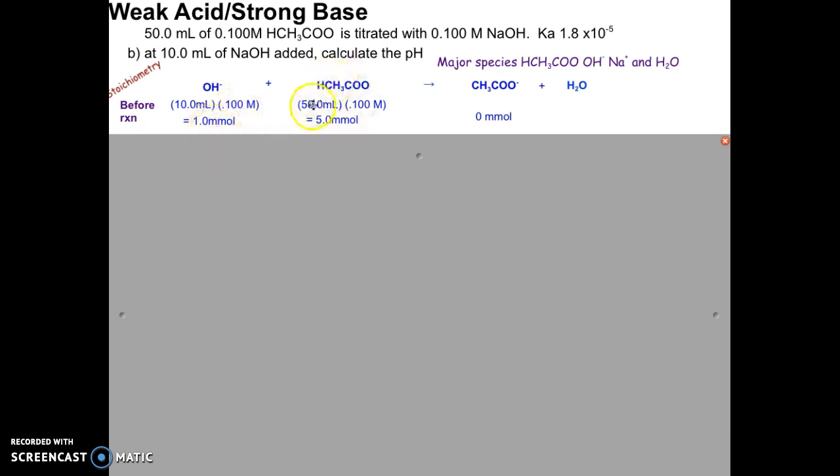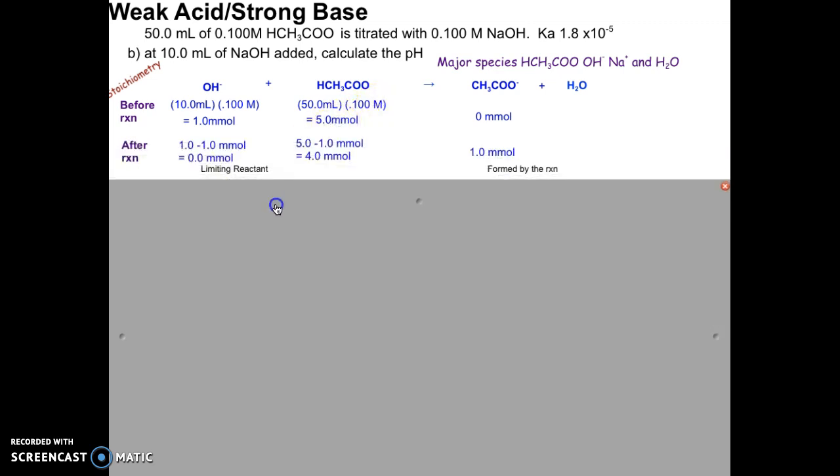Of the acid, you had 50 mils of acid that was 0.1 molar, so you had 5 millimoles. Now, after the reaction happens, you'll see that you have 1 millimole minus the 1 millimole, so the hydroxide is all going to be consumed. It's the limiting reactant. And as far as how much acetic acid is going to be left over, it is the 5 millimoles minus the 1 millimole, which would be 4 millimoles.